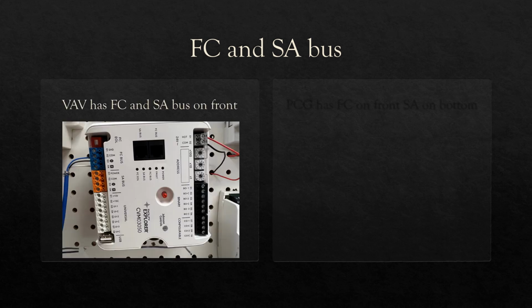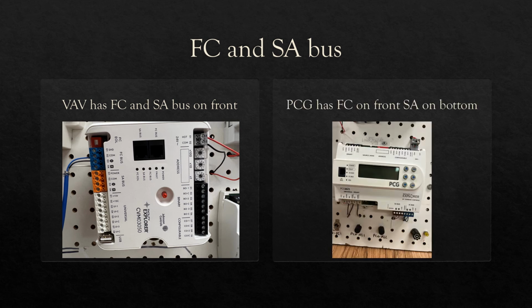FC and SA bus. The VAVs have both an FC and an SA bus on the front. You'll see the top one is the FC bus, and the one below it is the SA bus. The old PCG controllers have the SA bus on the bottom, right next to the brown plug itself. It's up under there.